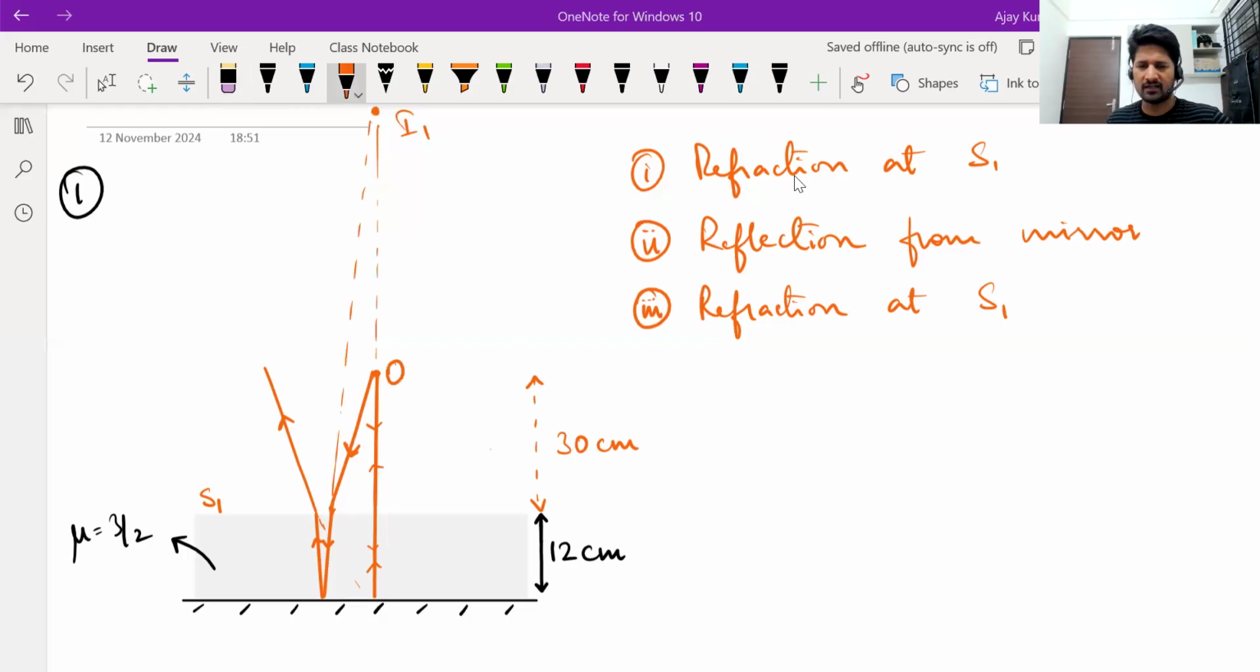Image formed by a flat refracting surface. Sir, I'm not sure. Okay, anyone else?